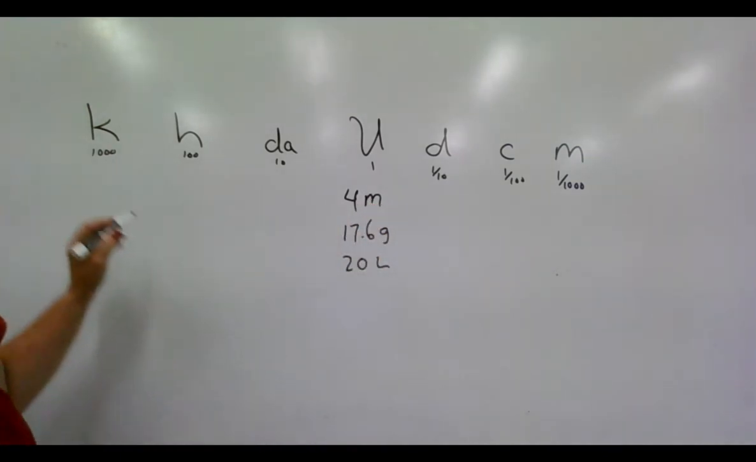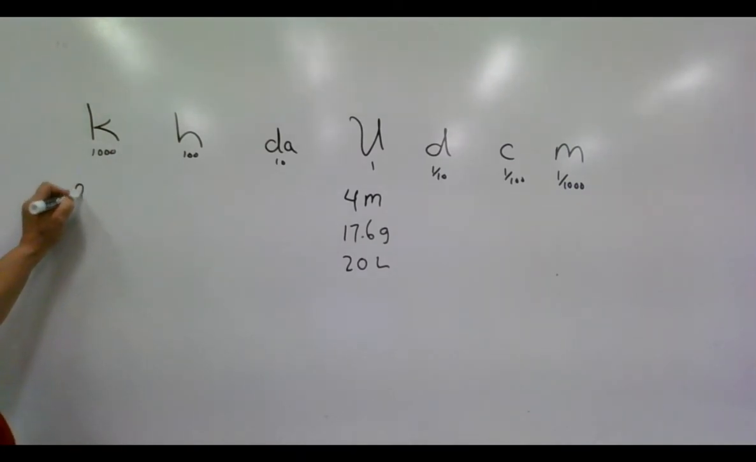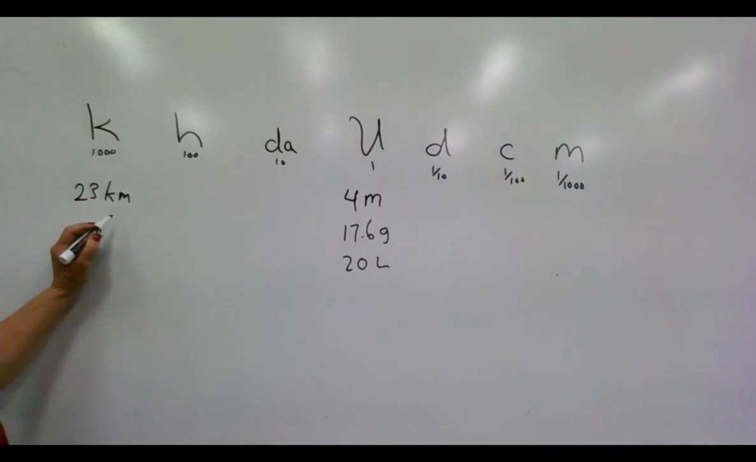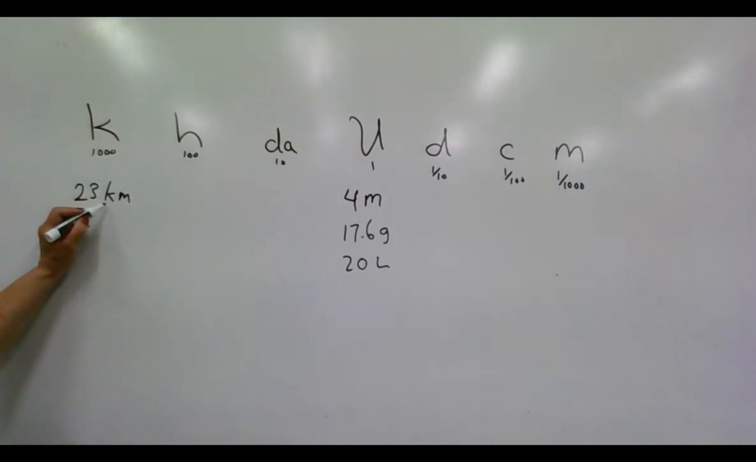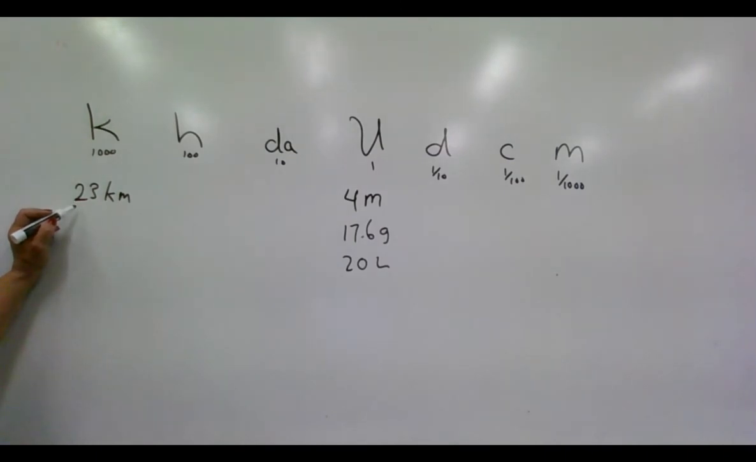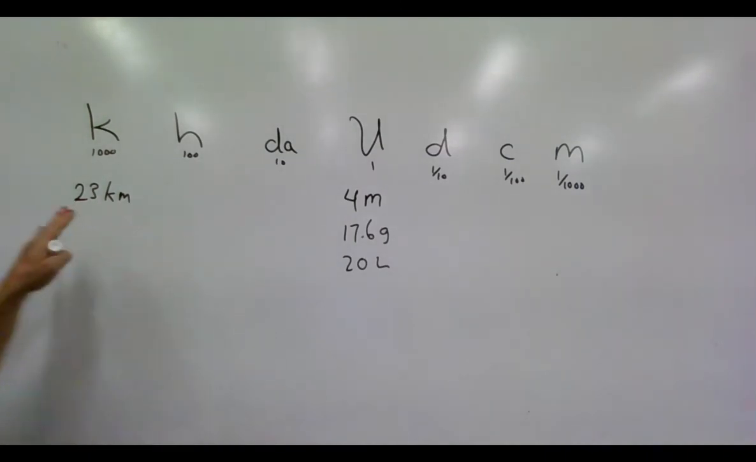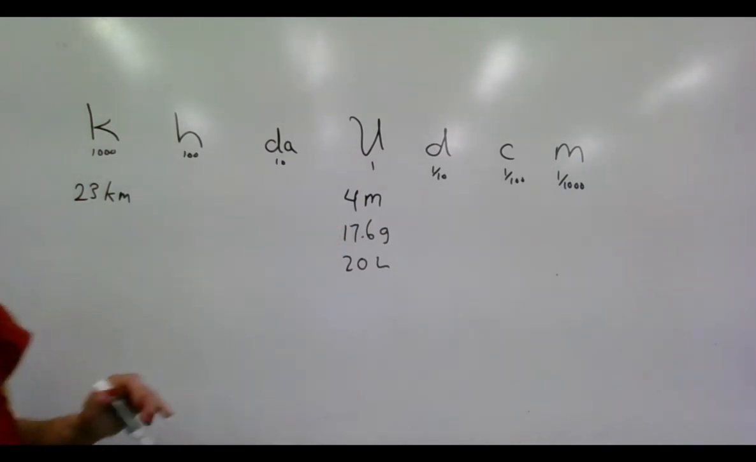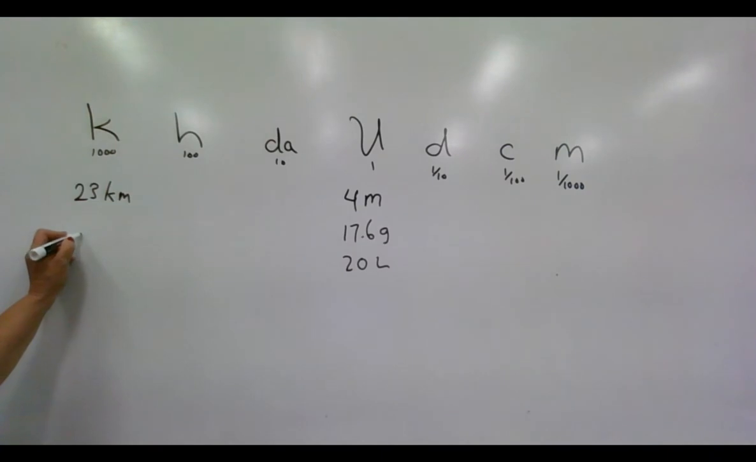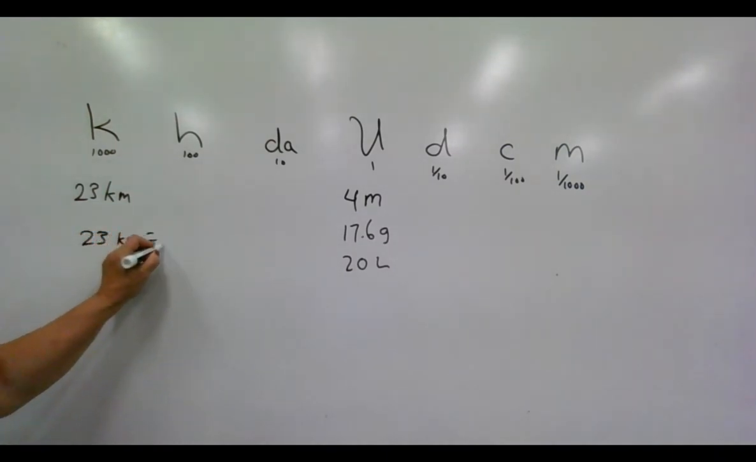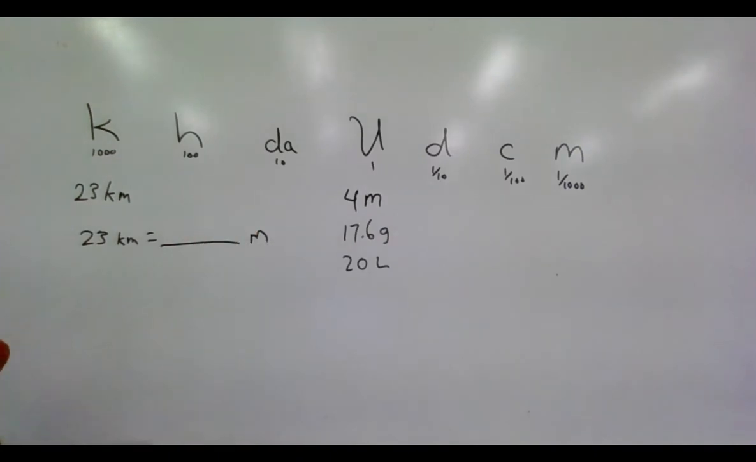If instead you have something like 23 kilometers, you know that that means meters times 1,000 times 23. So to convert between different units, maybe you've got something measured in kilometers and you want to know how many meters it is. So let's say 23 kilometers. How many meters is that?